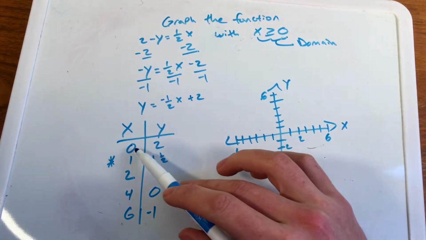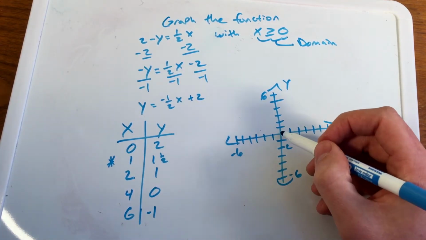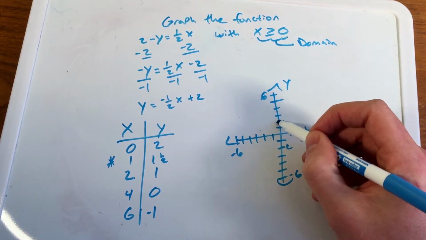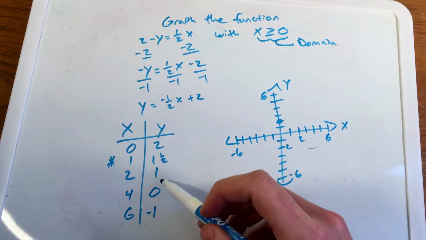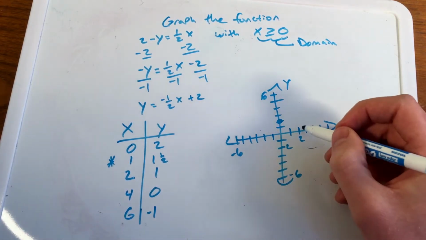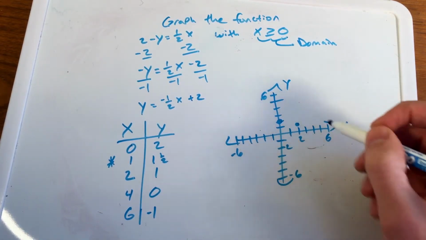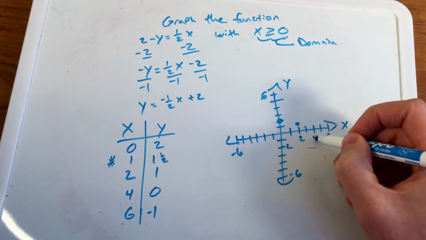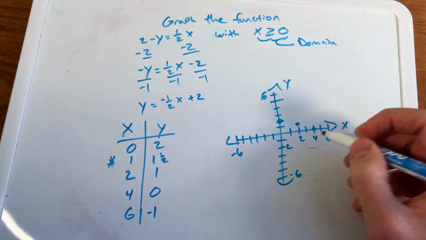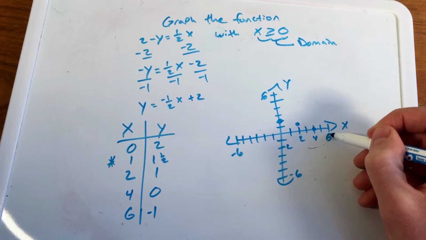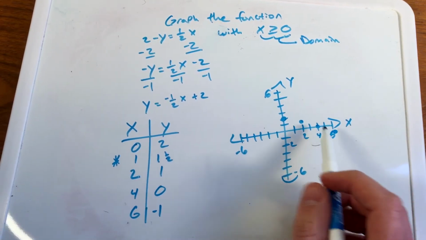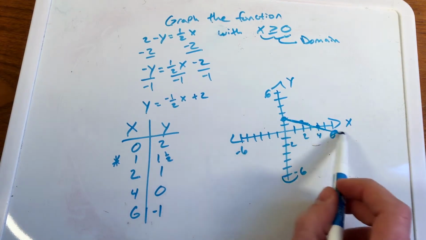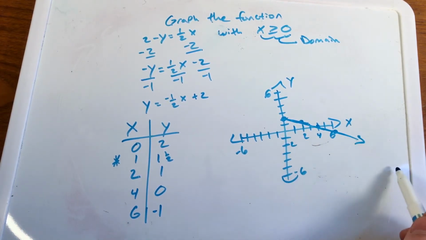So we want to plot the point 0, 2. So 0 on the x, 2 on the y. Right here I have 0, 2. I'm going to skip this one for right now. I'm going to deal with only integers. 2, 1. So I have 2, 1. 4, 0. Right there. And our last one, 6, -1. Right there. And we notice that these points all line up in a line that, if I connect them, will go on forever in this direction.